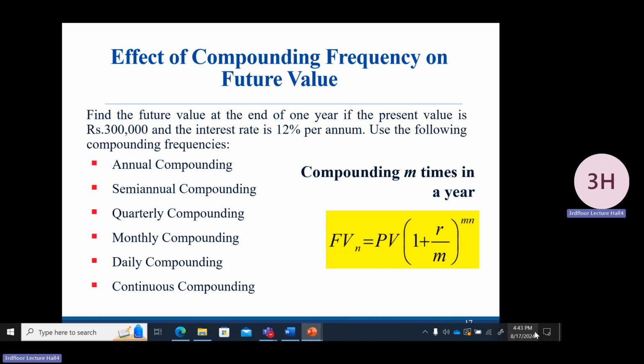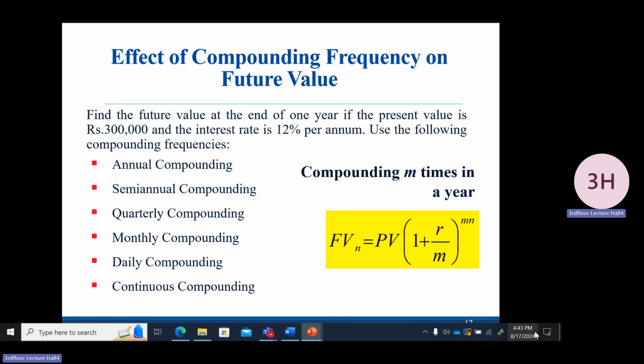Now the same scenario, but the compounding frequency is semi-annual. Semi-annual means what? Once per 6 months. If semi-annual compounding happens, what is the compounding frequency? 2 times per year.